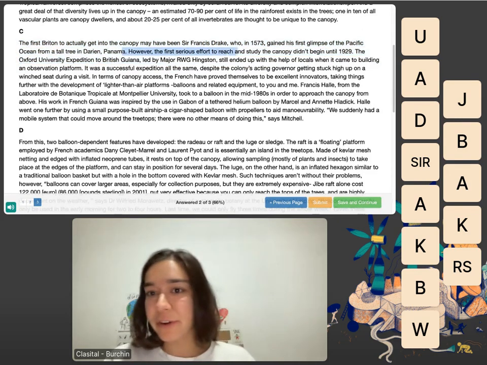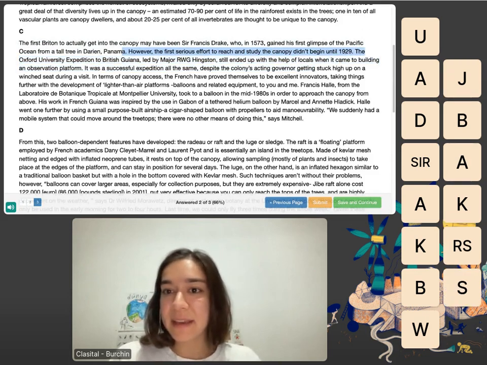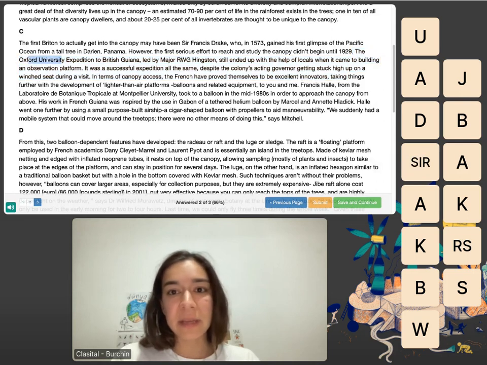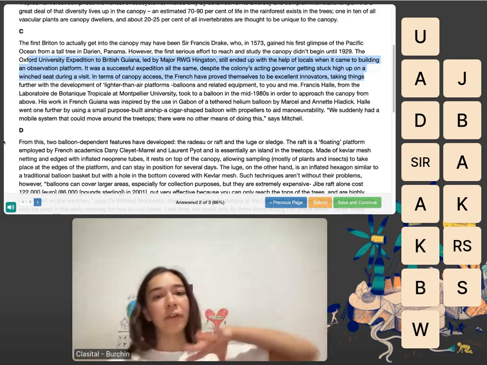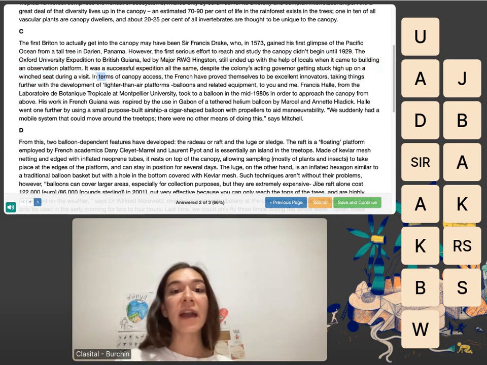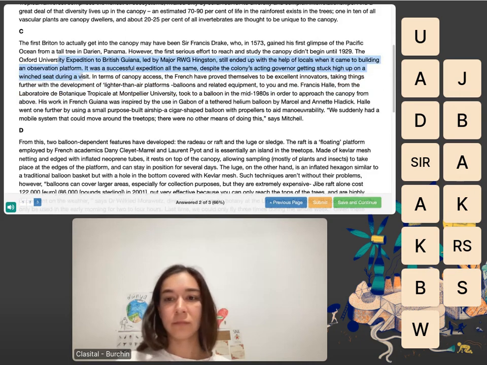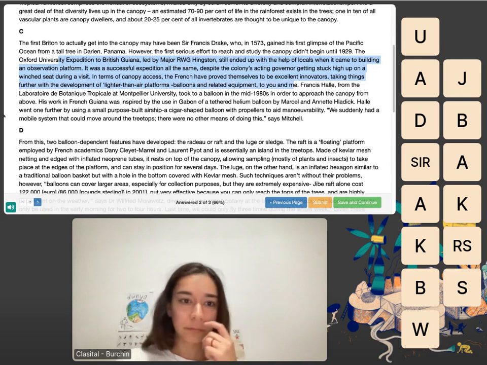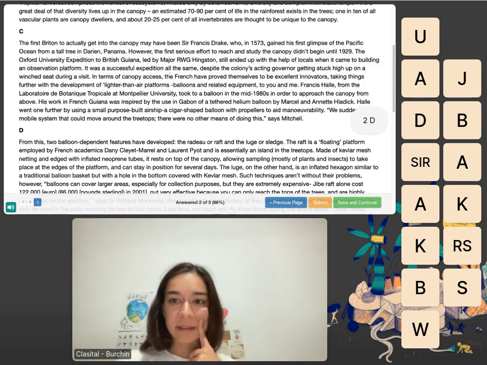The first serious effort didn't begin until 1929. The local university, blah, blah, still ended up with the help of locals when it comes to building an observation platform. It was a successful expedition at the same time, despite the... I'm just skimming the other parts.